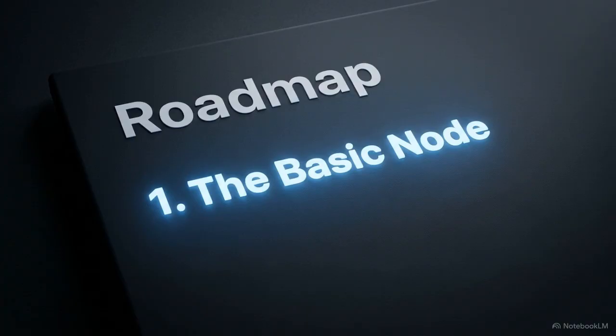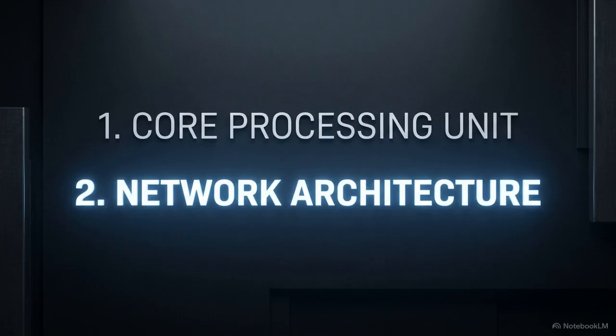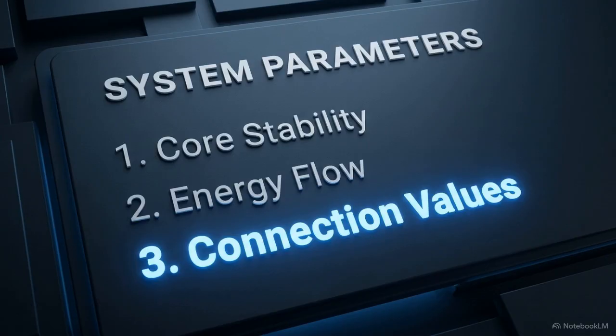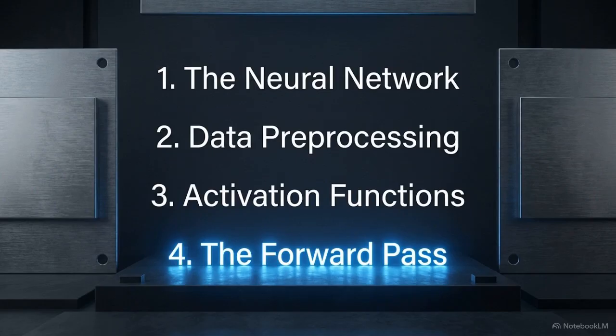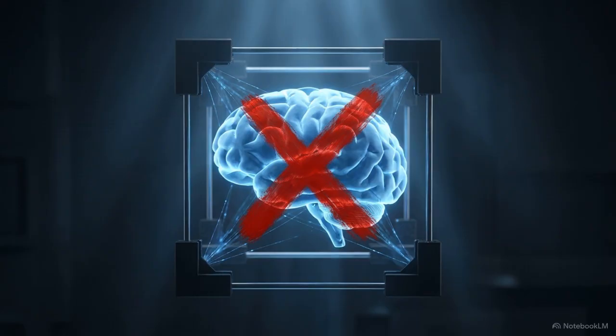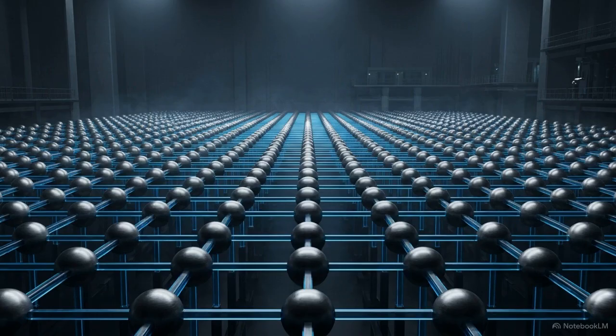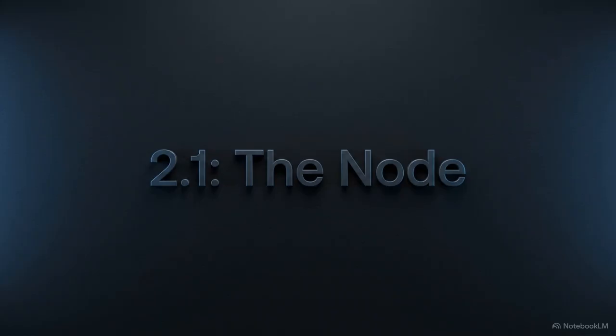We'll start with the artificial neuron, then map out the layers, identify the weights, and finally watch a piece of data move from pixels to prediction. When you strip away the science fiction mystique surrounding artificial intelligence, you don't find a synthetic brain. You find a highly mechanical system constructed from very simple repeating parts. Let's start with Part 1, 2.1, the artificial neuron, one simple decision maker.